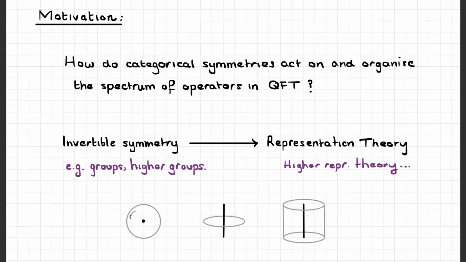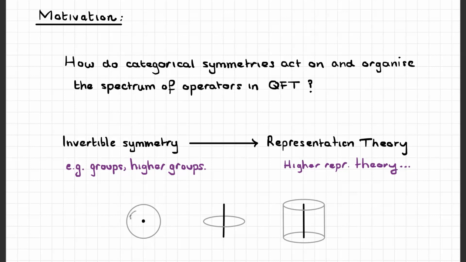And the basic question that we'd like to ask is, if we have a quantum field theory with some categorical symmetries, then how do those symmetries act on and organize the spectrum of operators in the QFT? By operators here, I mean very much not just local operators, but also extended operators supported on lines and surfaces and so on, and moreover, operators that are not themselves topological. So we're interested in genuine operators or defects in quantum field theory, and how the symmetries act on them.